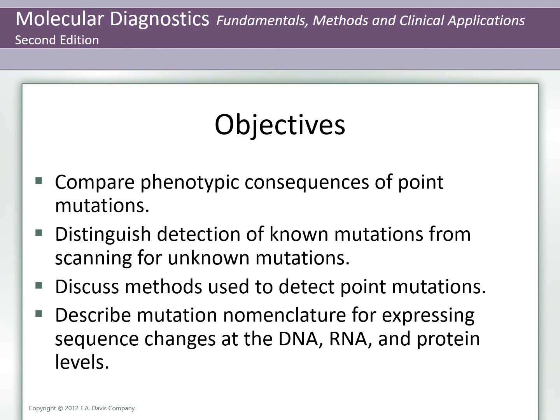In this chapter, we'll be discussing a comparison of phenotypic consequences of point mutations, distinguishing detection of known mutations from scanning for unknown mutations, discussing methods used to detect point mutations, and describing mutation nomenclature for expressing sequence changes at the DNA, RNA, and protein levels.